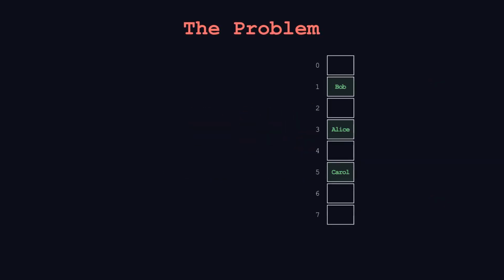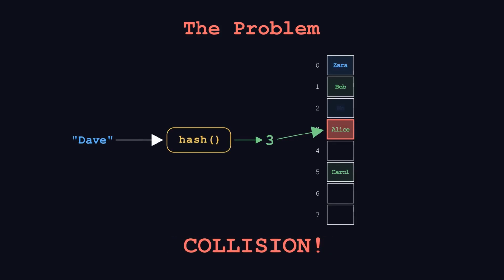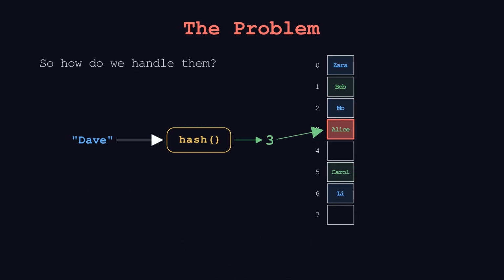Hash functions map an infinite number of possible keys into a finite number of slots, which means eventually, 2 different keys will land in the same bucket. This isn't rare. As the table fills, collisions become unavoidable. So how do we handle them?